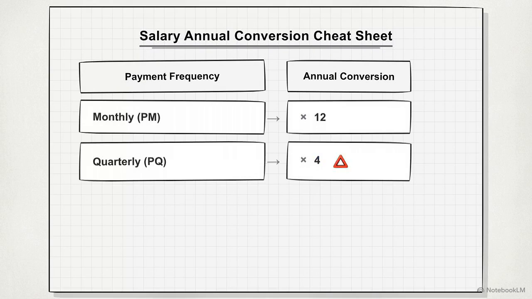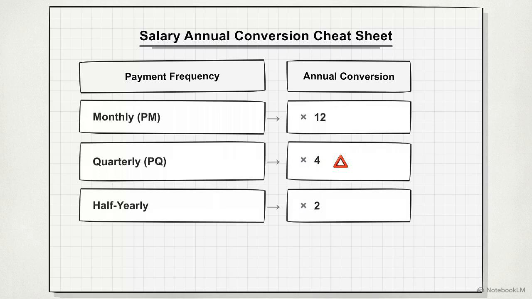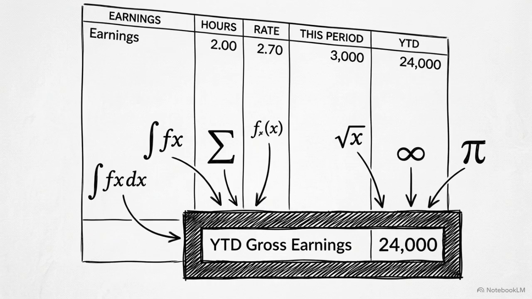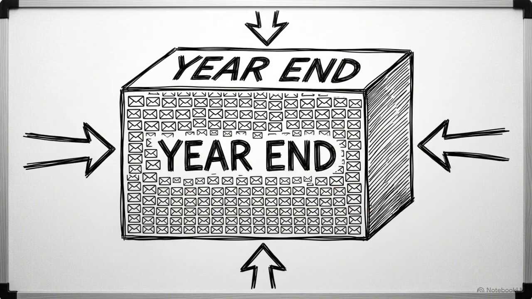We are counting the 4 distinct quarters that occur in a 12-month year. A half-yearly salary requires a multiplier of 2. If the term is already listed as per annum or PA, you use the figure exactly as written. For example, a salary of $2,000 per month converts into a $24,000 annual deduction for the business. Every piece of partner compensation must be converted into a strict annual figure before you can accurately allocate the remaining profit.